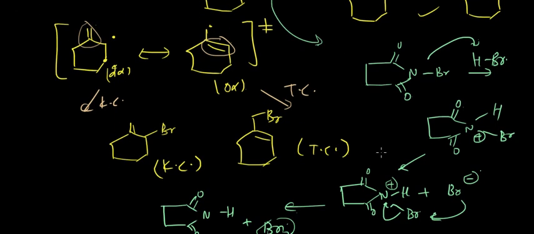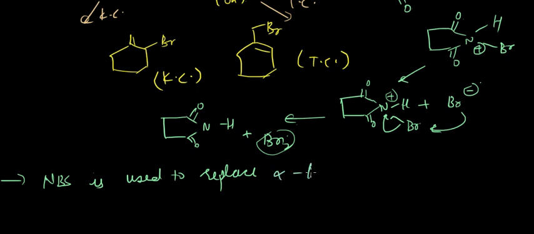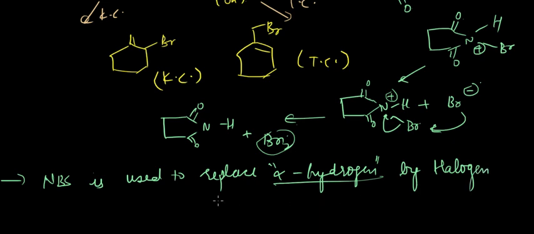Okay, so just to write a single liner about the mechanism of NBS: NBS is used to replace alpha hydrogen by a halogen with a free radical mechanism.